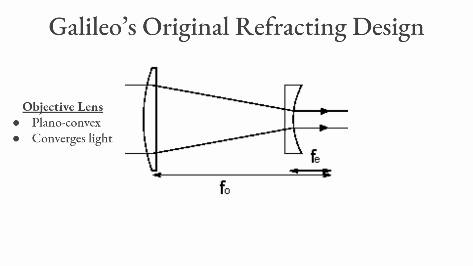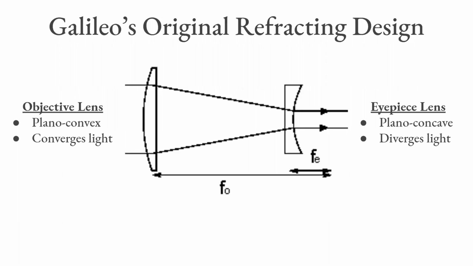Lots of Galilean models today actually use truly convex lenses. They're curved on both sides, but he used one that was flat on one side because it's a lot easier to make with primitive tools. That lens converges the light, and then on the other side, you have an eyepiece. It's a plano-concave lens. Again, most telescopes today that are Galilean design are curved on both sides, but again, it's easier to make with primitive tools if one side's flat.